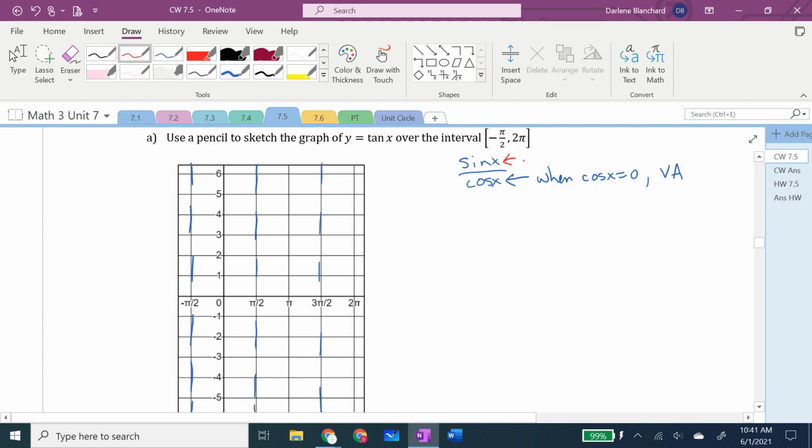And then when sine is equal to 0, we have x-intercepts. And the fact that we understand that these create x-intercepts and vertical asymptotes takes us back to understanding rational functions when we were graphing those. So that would be at 0, at pi, at 2 pi. Tangent heads upward from asymptote to asymptote.